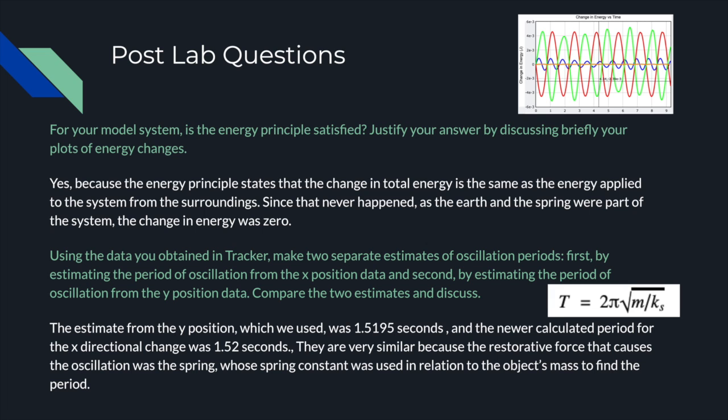They are very similar because the restorative force that causes the oscillation was the spring, whose spring constant was used in relation to the object's mass to find the period. At no point in the calculation were the x or y direction components used. As you can see in the equation, the only things used were the value of pi, the mass of the object, and the spring constant.